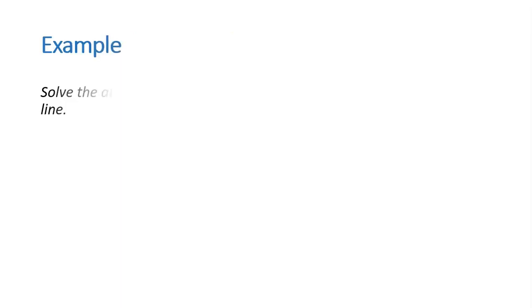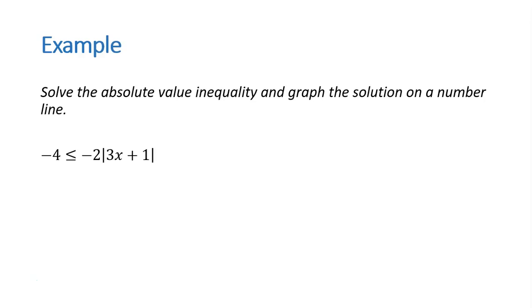Let's look at another one. Same directions. Now we have -4 is less than or equal to -2 times the absolute value of 3x plus 1. Start out, isolate the absolute value. So we've got a -2 in front of our absolute value. It's got to go away. We have to divide it.